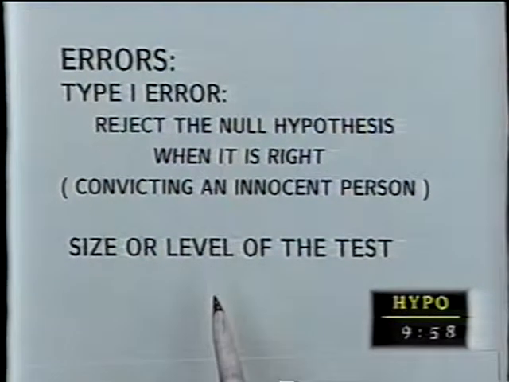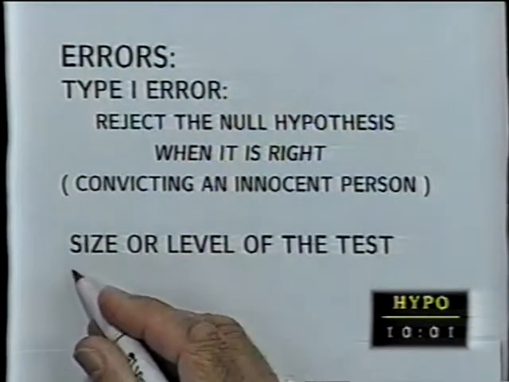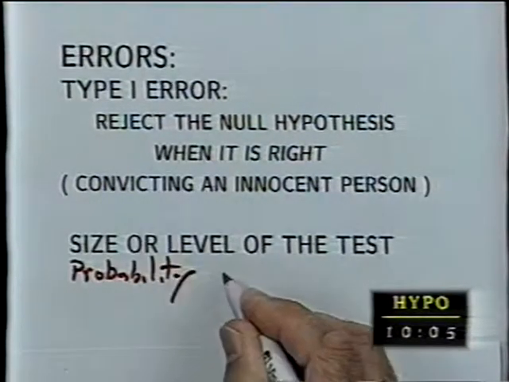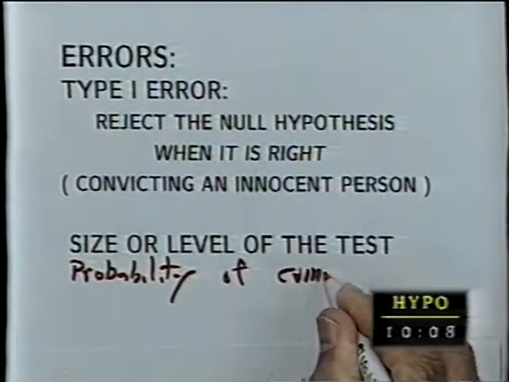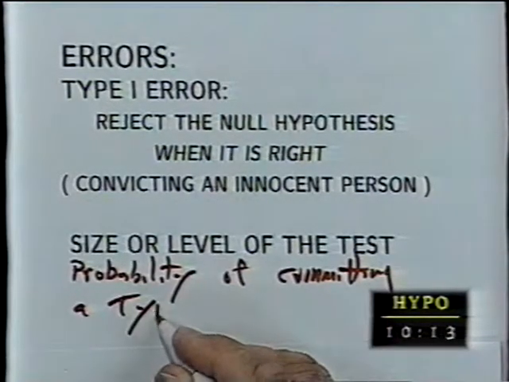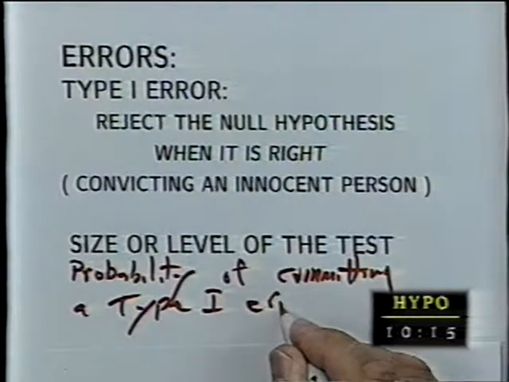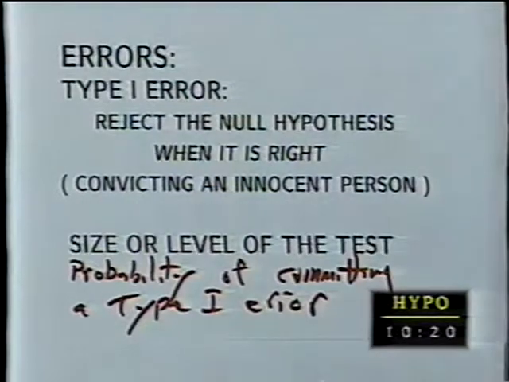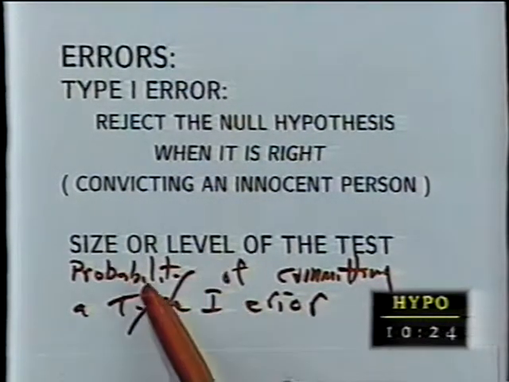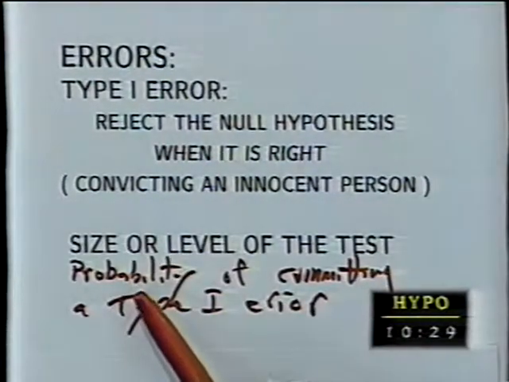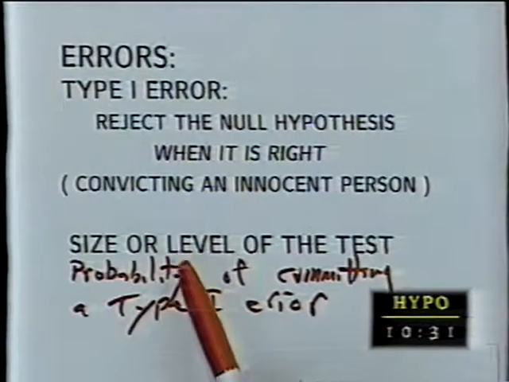It's associated with a type 1 error. Actually, the size or level of the test is the probability of committing a type 1 error. I always say size or level of test is the type 1 error, but people always catch me and say, oh, that's not exactly correct. The size or level of the test is the probability of making this error. It's not the error itself, it's the probability of the error, the chances of making that error.